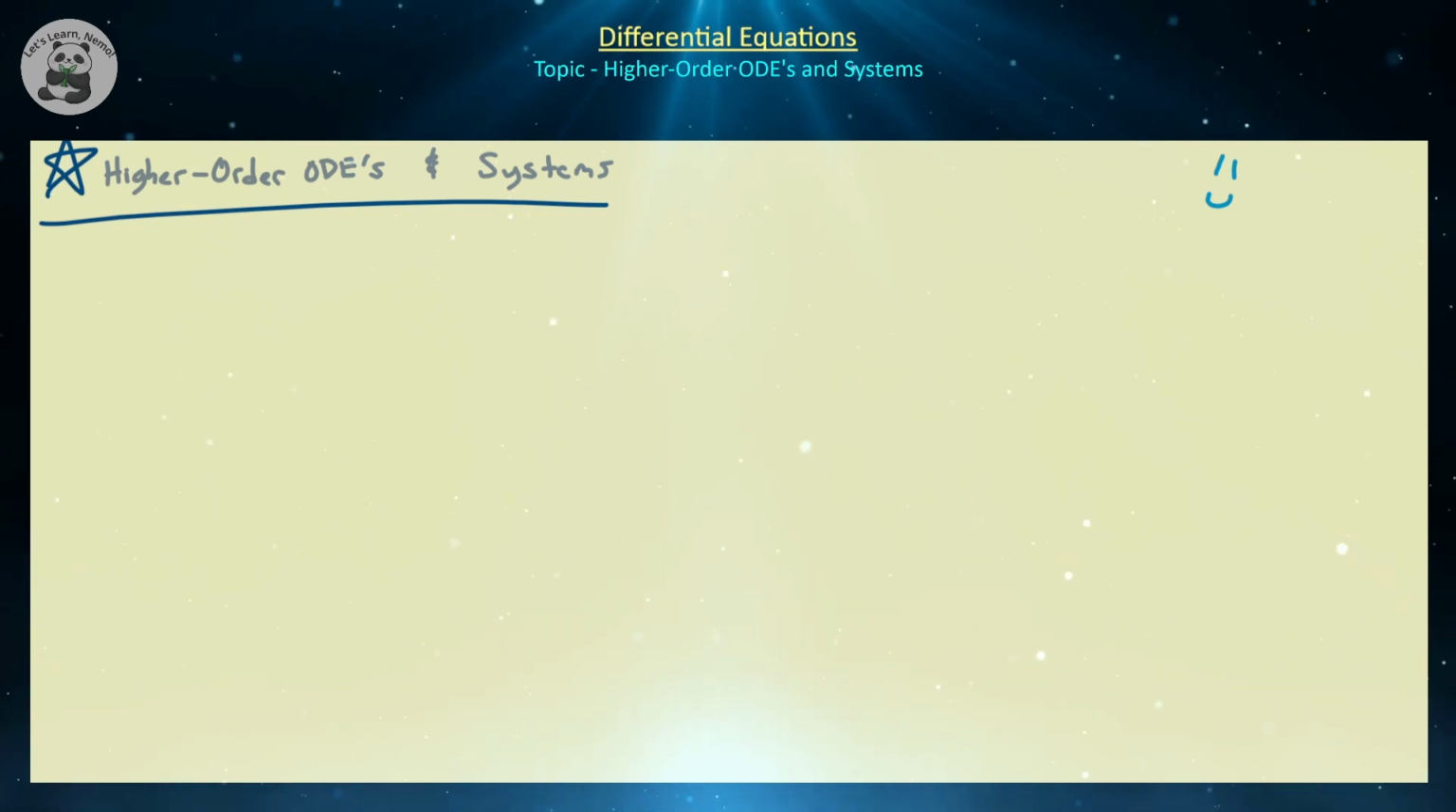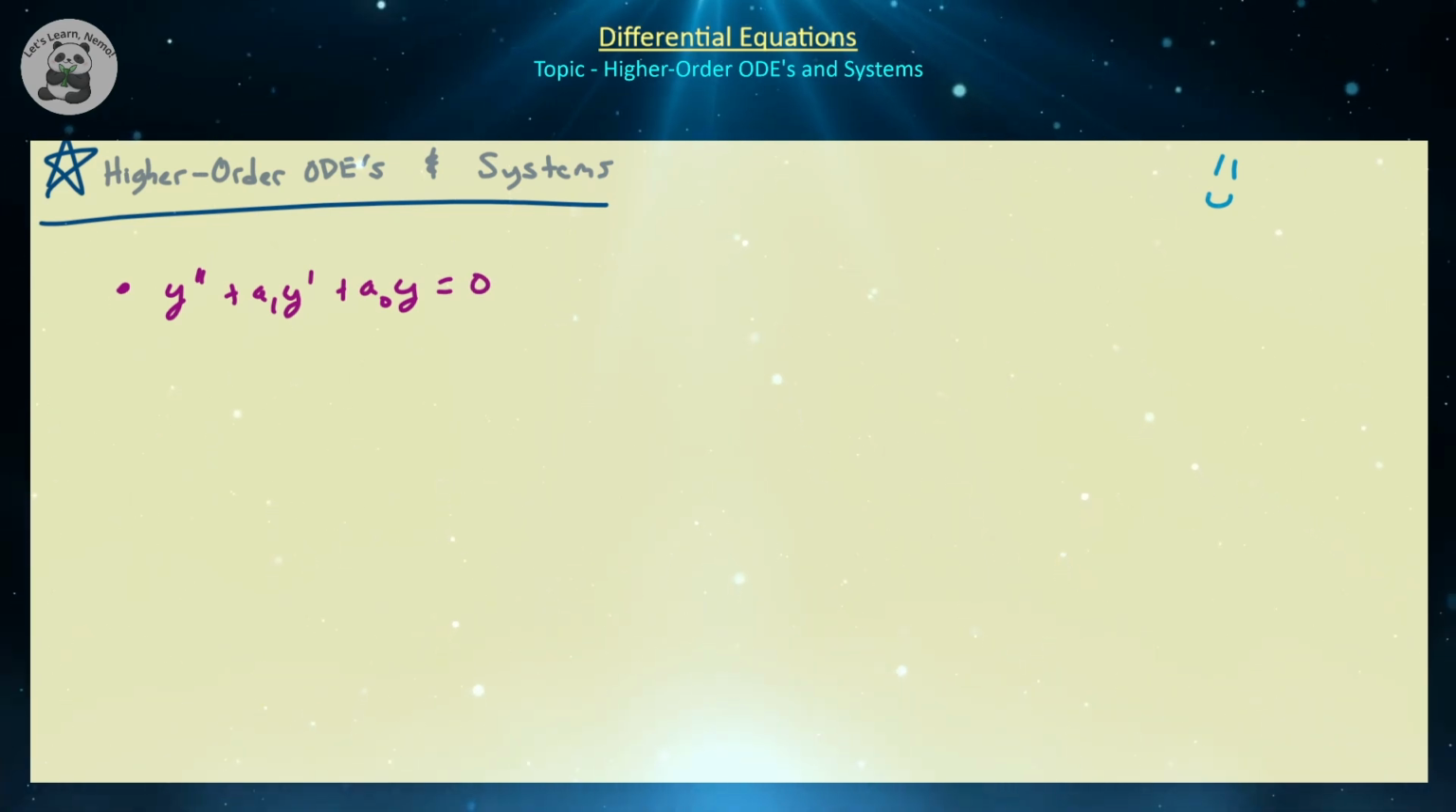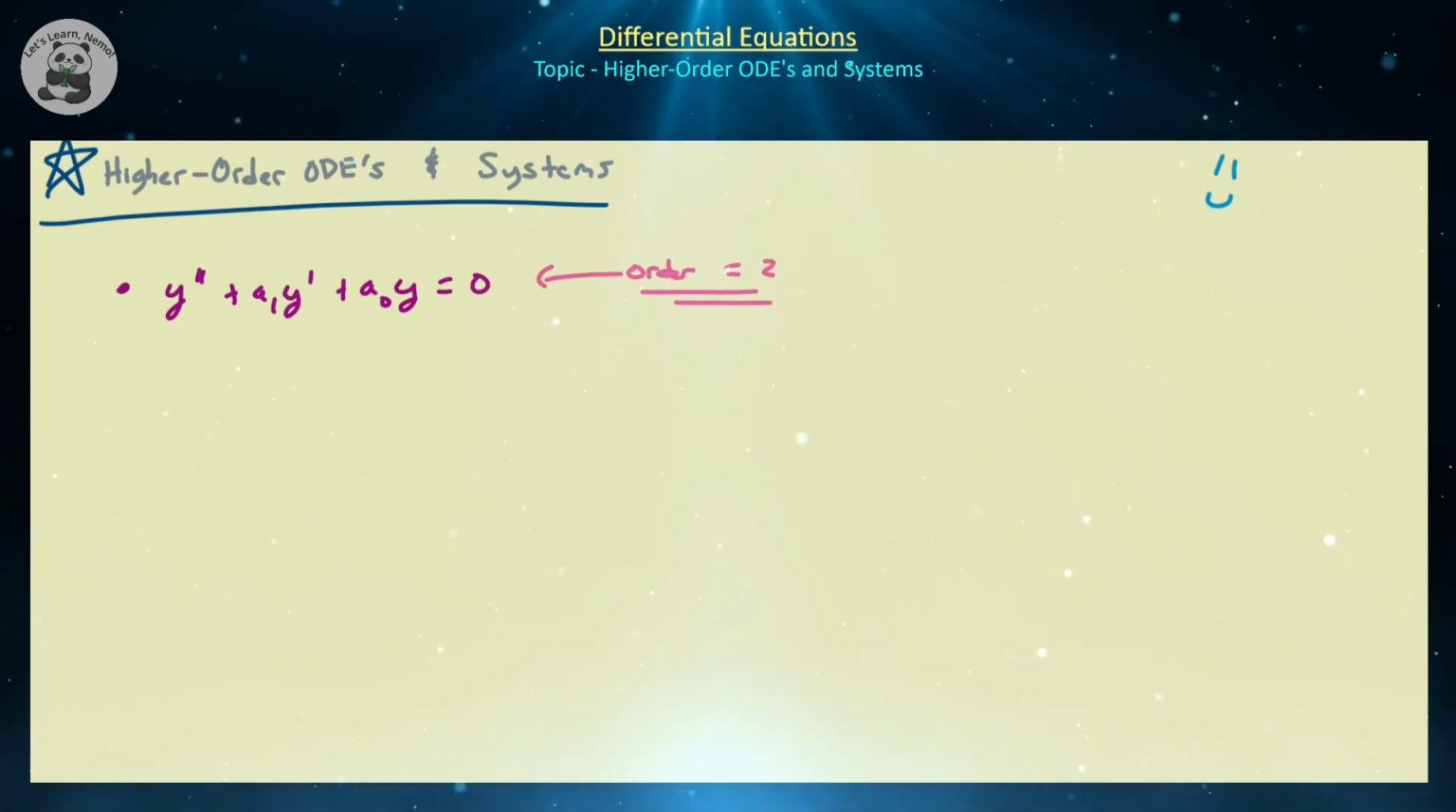higher orders. So as a guiding example, let's just look at a second order differential equation, because if you can do it for second order, you can do it for any order higher than that. So the general second order differential equation can be written as y double prime plus a1 of y prime plus a0 of y is equal to 0. And we can assume without loss of generality that a1 and a0 are not necessarily constants, but functions of x. So notice here that the order for this particular differential equation is equal to 2.